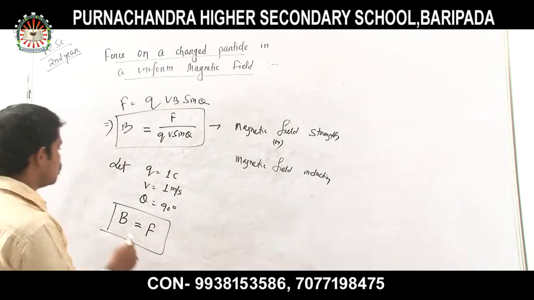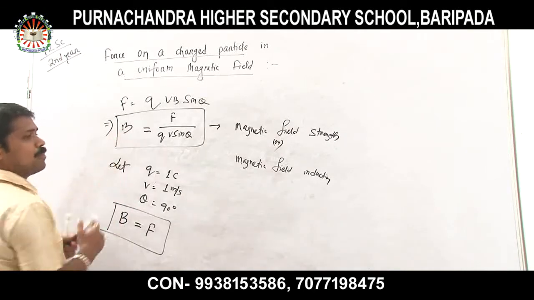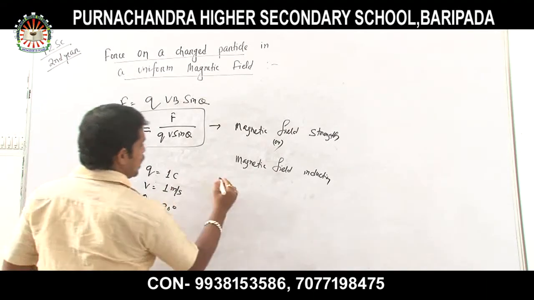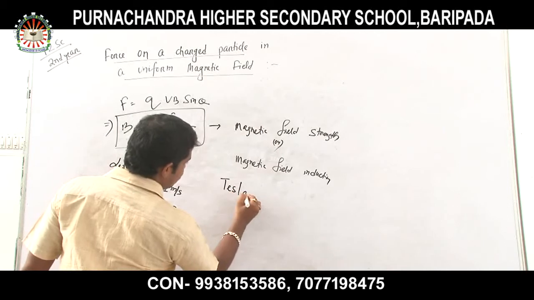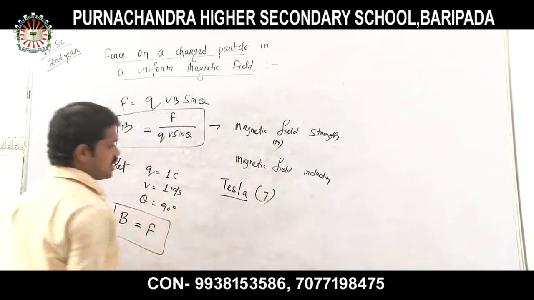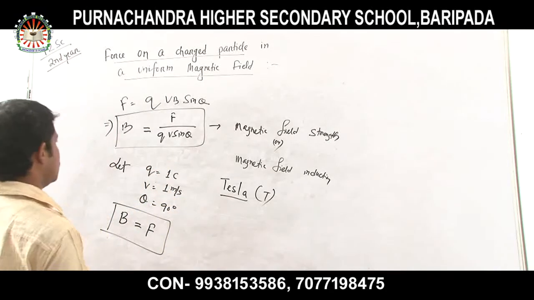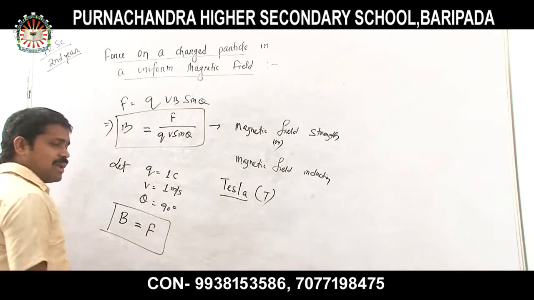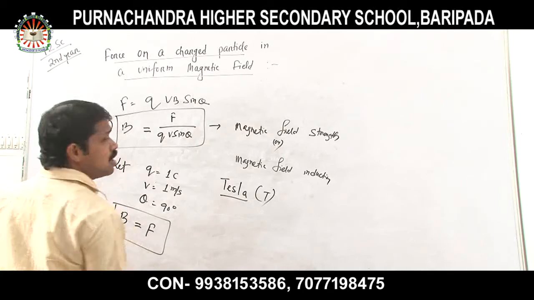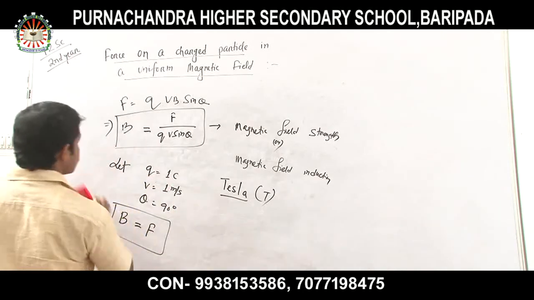Understood? Okay. So what is the SI unit of magnetic field strength? The SI unit of magnetic field strength is the Tesla, denoted as capital T. Listen very carefully. Understood all of you? Okay. So this is how we can define the magnetic field strength from this magnetic Lorentz force.